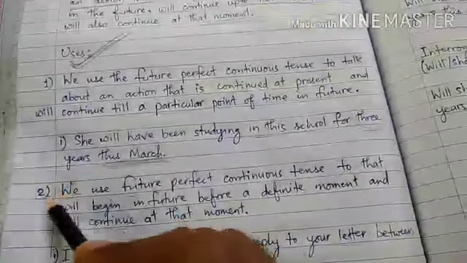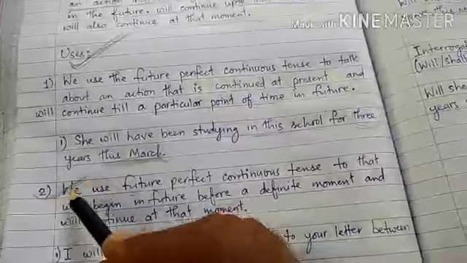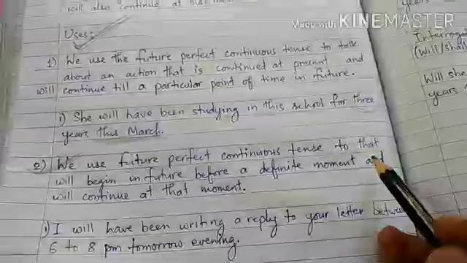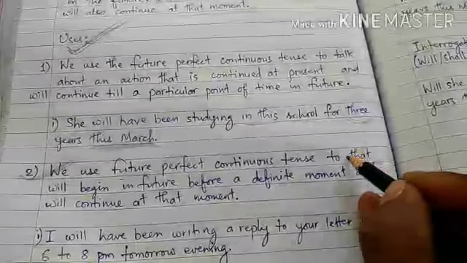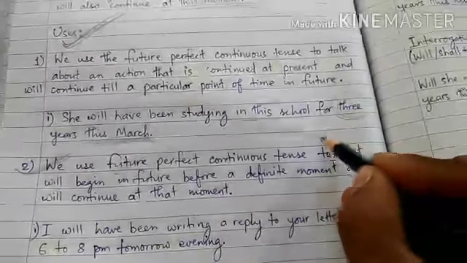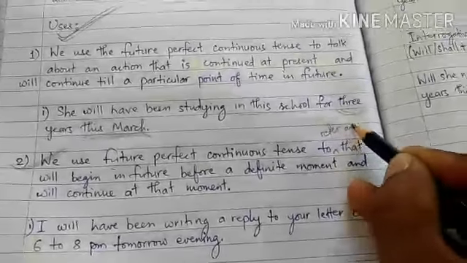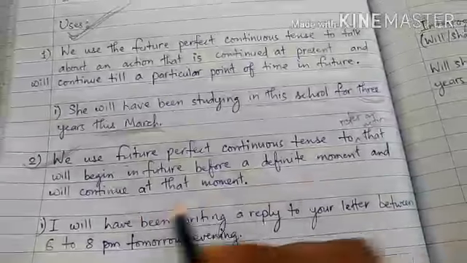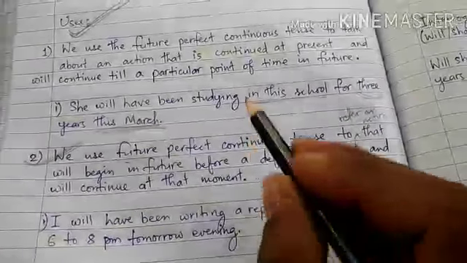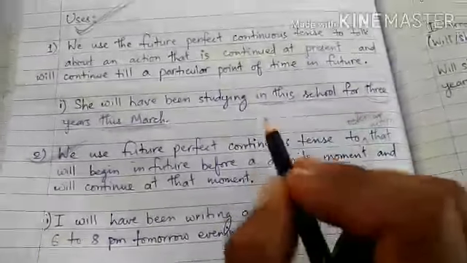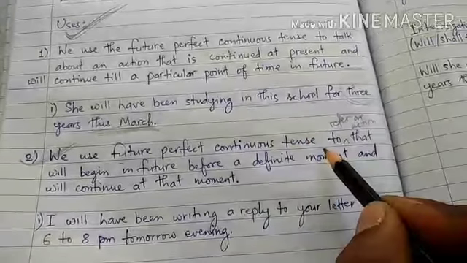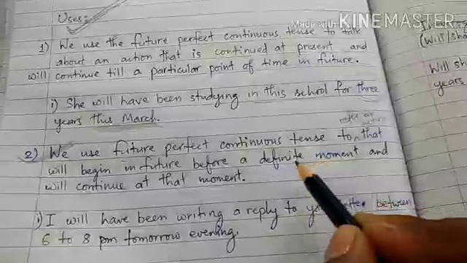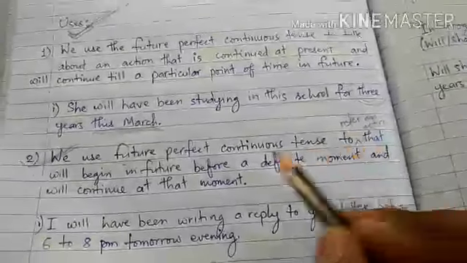And now another action to understand, to express in the future perfect continuous tense. We use future perfect continuous tense to express an action that will begin in future before a definite moment and will continue at that moment. The same I have explained before. Okay, जो किसी एक समय दिया जाएगा फ्यूचर में, उससे पहले शुरू होगा और वो उसी समय तक कंटिन्यू रहेगा या तो उसके बाद भी कंटिन्यू रहेगा.